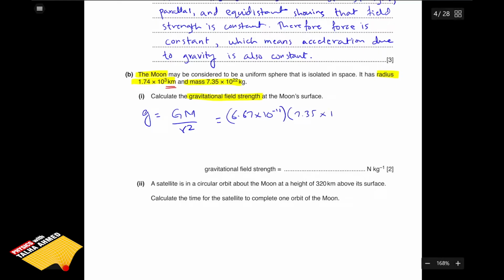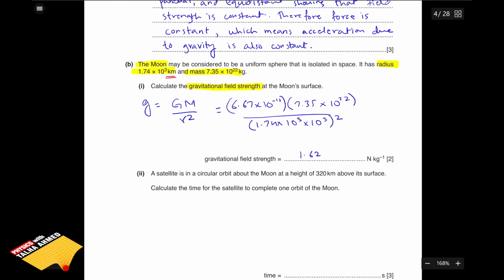Now you just need to use the mass of the moon itself, 7.35 times 10 to the power 22 kg. For the distance from the center of the moon, it's going to be the radius of the moon, since you are at the surface of the moon. So the distance that you have from the moon's center is equal to its radius. However, you need to be careful with the units here. Since it's in kilometers, you need to convert it to meters first in order to get your answer in newtons per kg. So that's what we have done. We have multiplied it by 10 to the power 3.